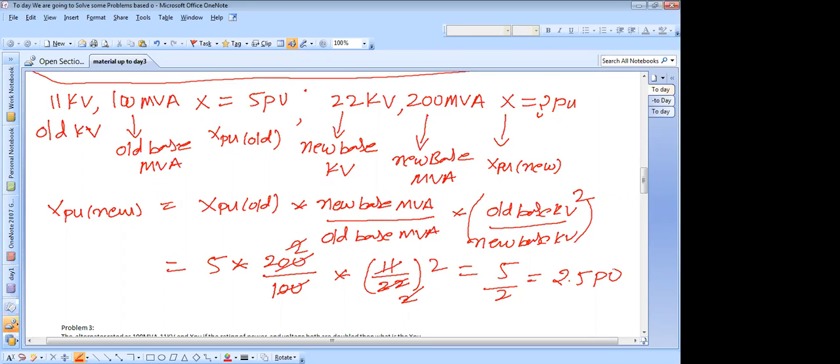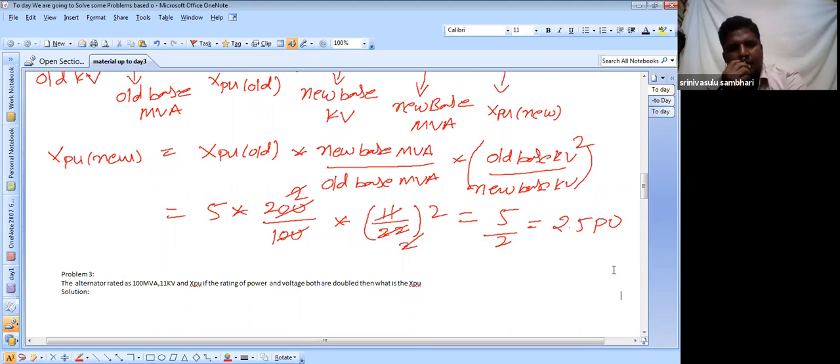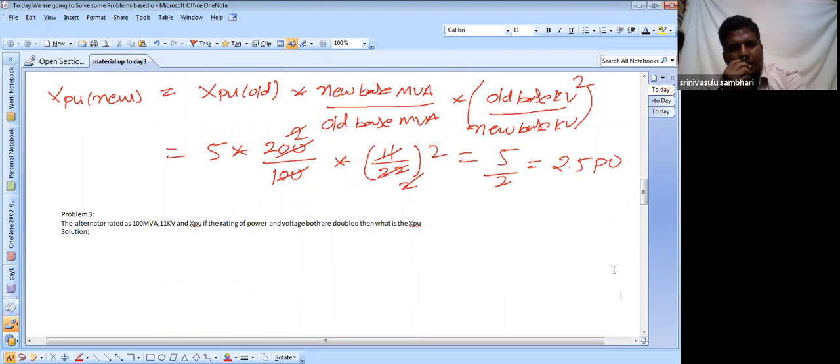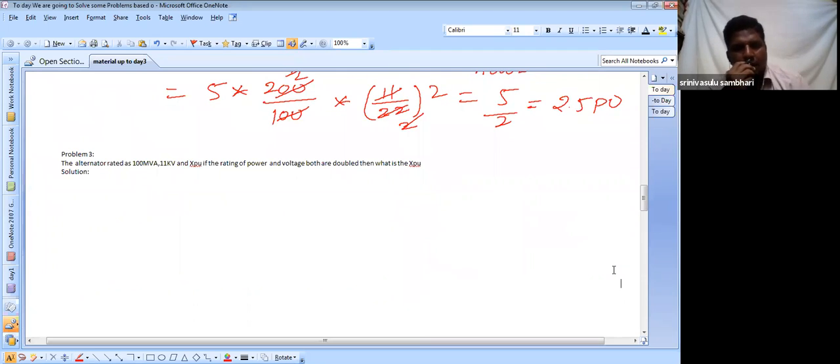Yes, sir. Okay. I have given the same question. All of you submit your answer for question 3. Problem 2 and problem 3 have the same order. Here the alternator is rated 100 MVA, 11 kV and the reactance is X per unit. If the power rating and voltage rating of the alternator are both doubled, then what is the X per unit, is what is asked.